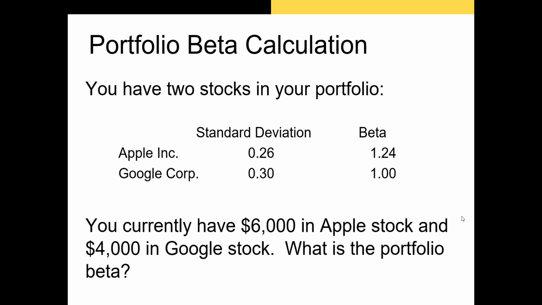In an example like this, we have essentially the same problem that we did earlier. We know Apple's standard deviation and Apple's beta, and same thing with Google. And we know that we currently have $6,000 in Apple stock and $4,000 in Google stock. What is the portfolio beta? Well, to answer this question, I'm actually going to go over to Excel and work this problem.